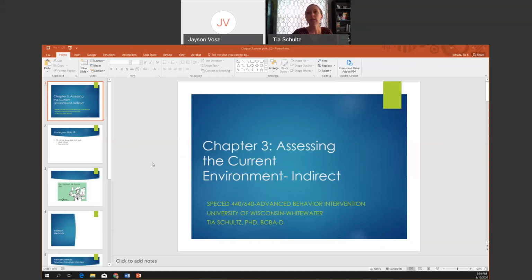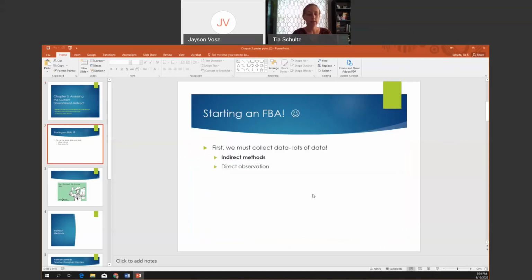But let's focus first on indirect assessment and this idea here that when we do a functional behavior assessment, we need to collect a lot of data. And it's going to be very important for us to have good information about the behavior and about the function of the behavior before we can create a behavior intervention plan. And so the first thing we do in the functional behavior assessment process is collect our indirect data.